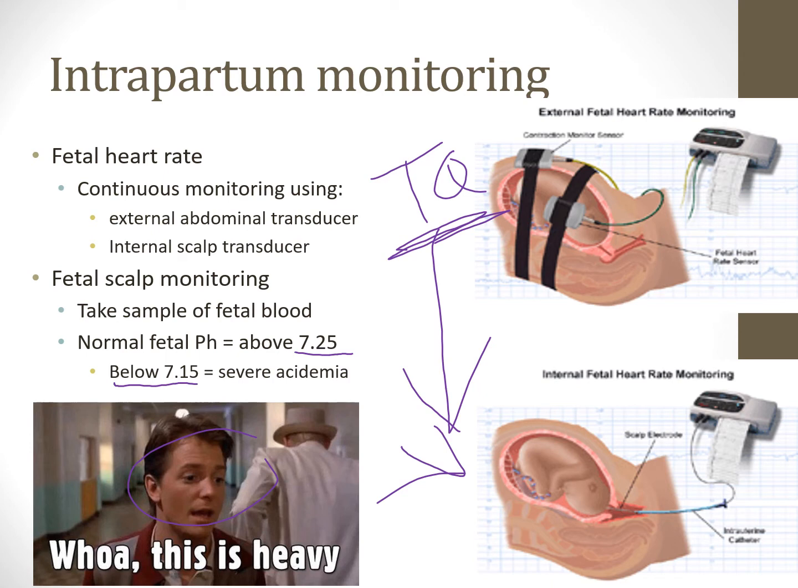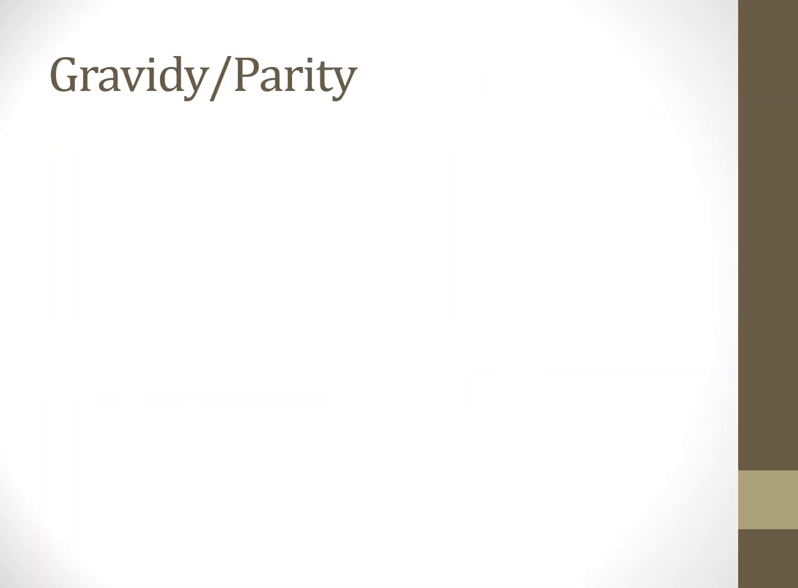So this is going to be an important thing for you to remember. If it's less than 7.25, that's a sign that they had stress in utero, and it could be a sign their cord compression or whatever is going on, uteroplacental insufficiency, is causing their distress, and we might have to deliver that kid sooner rather than later.